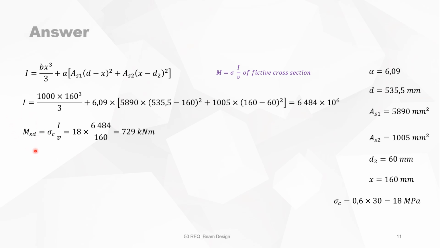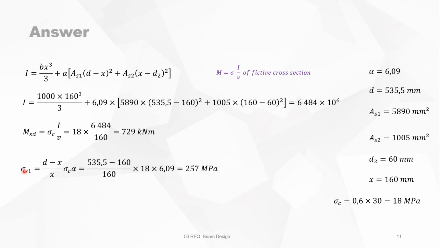The bending moment is then given by the concrete stress, sigma c, multiplied by I over v. We have already calculated I. The v, of course, is equal to x because this is the position of the neutral axis. Times 18, 18 is the maximum allowable concrete stress in SLS characteristic, 0.6 times 30, because it's about a beam inside a building. So it's 18 megapascal.